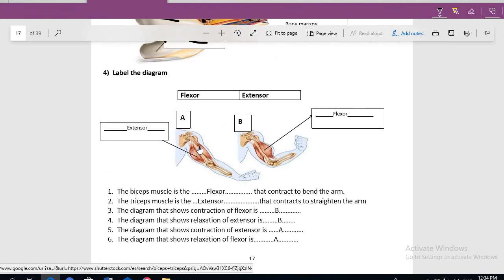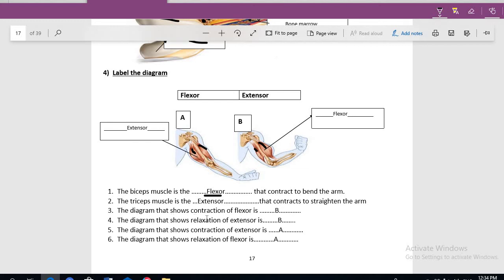Biceps. The biceps muscle is the flexor, so biceps is the same as flexor, while the triceps, this one, is the extensor. The biceps muscle is the flexor that contracts to bend the arm. The triceps muscle is the extensor that contracts to straighten the arm.